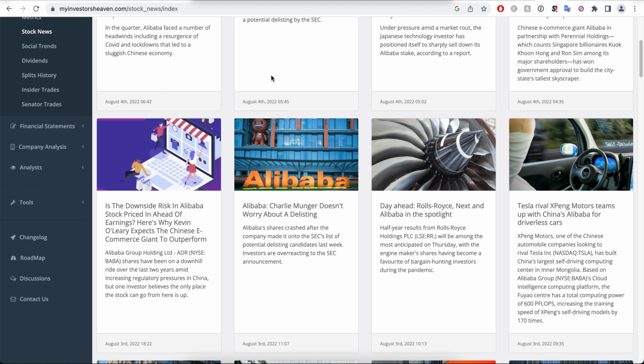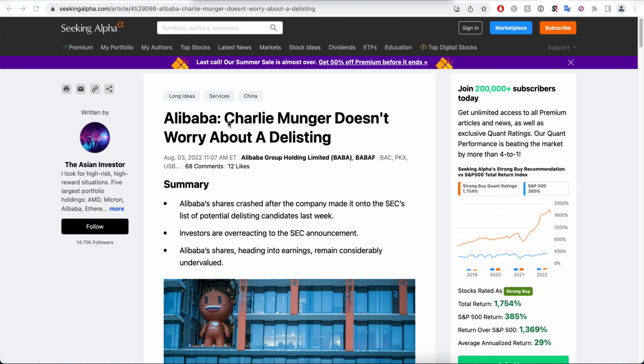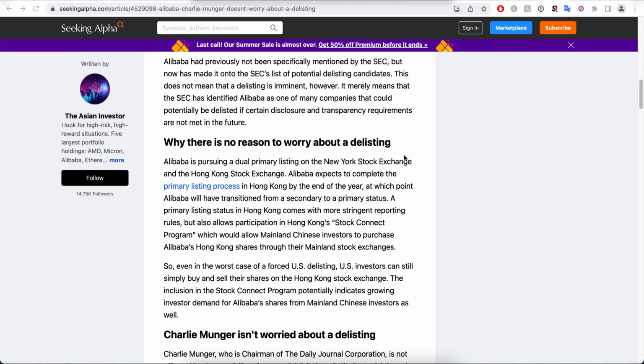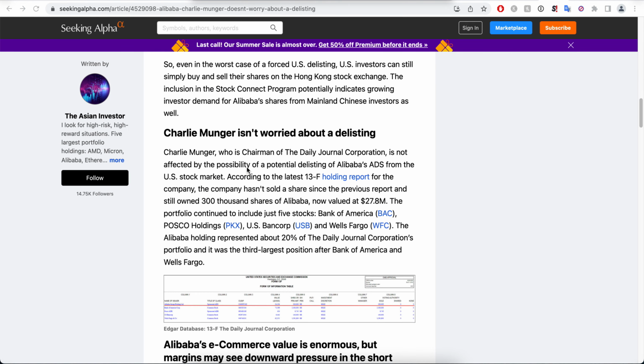Now, some other articles here claim, for instance, that Charlie Munger doesn't worry about a delisting, which is what we have been seeing in the past in terms of news for Alibaba. This article was an interesting read because it claimed that Charlie Munger, who is the chairman of the Daily Journal Corporation, as we know, was not affected by the potential delisting. According to the latest 13F holding report, the company hasn't sold a share since the previous report and still owns 300,000 shares, now valued at 27.8 million.